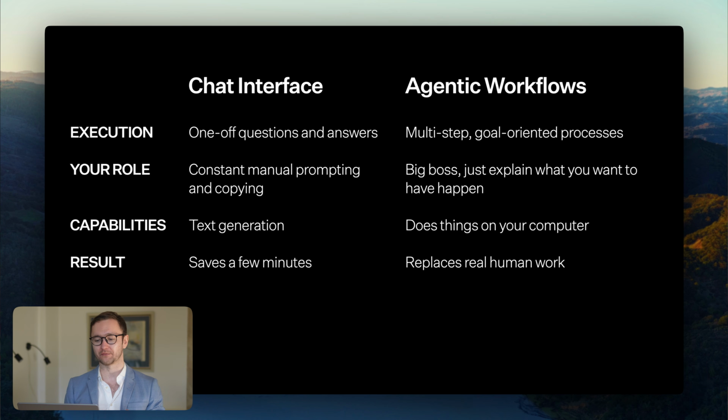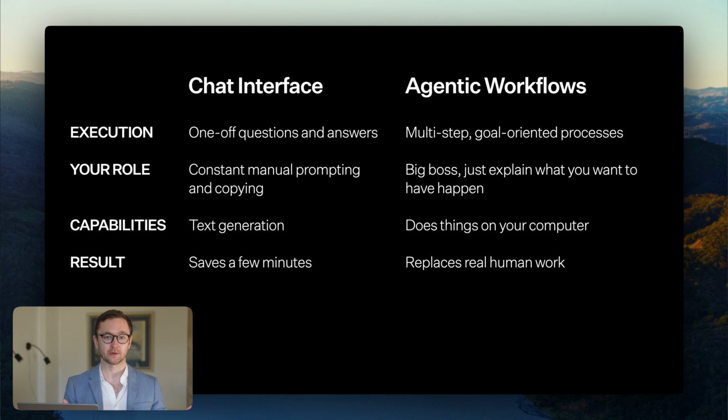So it's an incredibly big difference in terms of the use case. And your role with a chat interface is really just manual prompting, right? Maybe ask a different question, maybe ask this question, maybe do a different prompt, but that's about what you can really do with a chat interface. Whereas with agentic workflows, you're a little bit like a big boss. What I mean by that is you just explain what you want to happen, and it's just going to happen. The AI will do that work actually for you. And so those capabilities are vastly different.